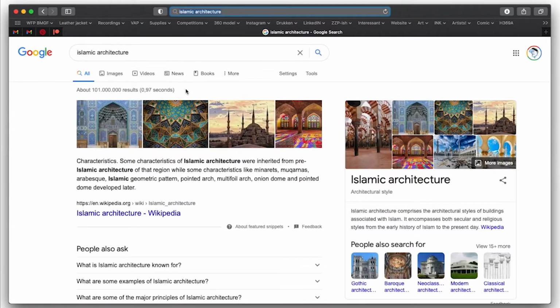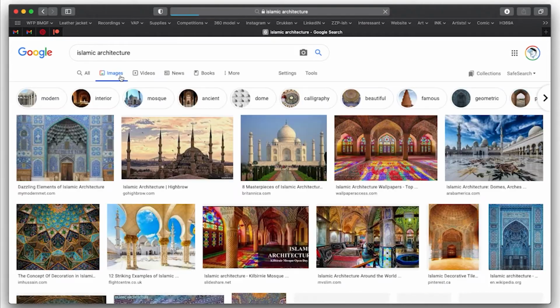So I'm not really familiar with Islamic architecture. I've been to Istanbul maybe once. So before I can start drawing anything, let's do some research on the internet. Look up Islamic architecture, images.